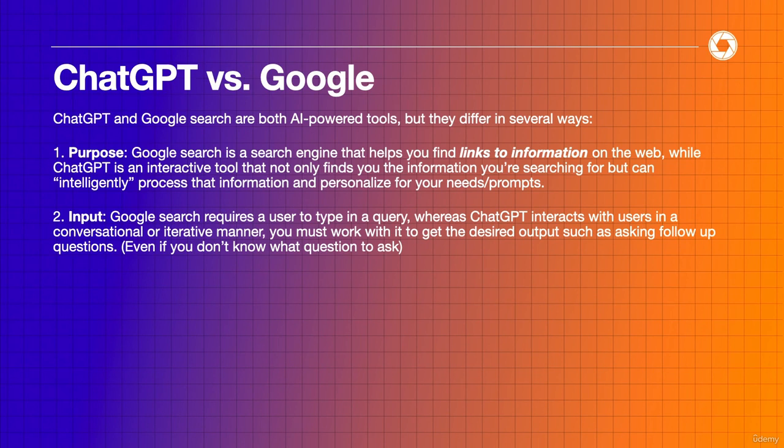A Google search requires a user to type in a specific query or question, whereas ChatGPT interacts with the user, like we just mentioned, in a conversational and iterative manner. This is key. So you get to work with ChatGPT to get your desired output by asking follow-up questions, even if you don't know the right question to ask. This is one of the coolest parts about the conversational style.